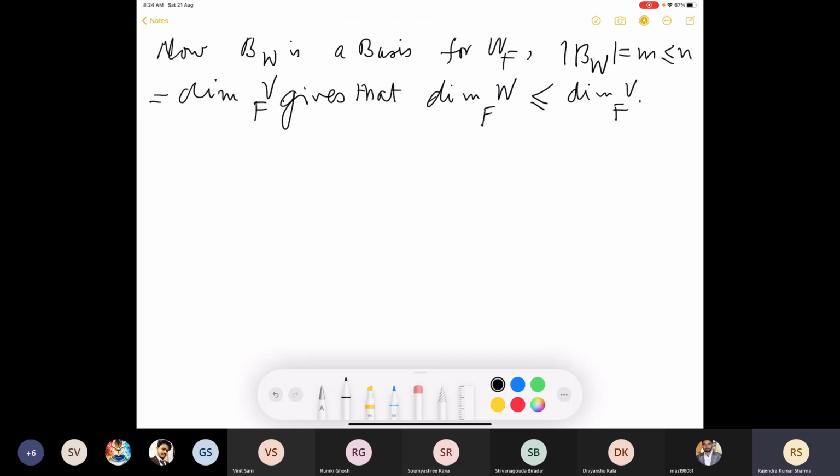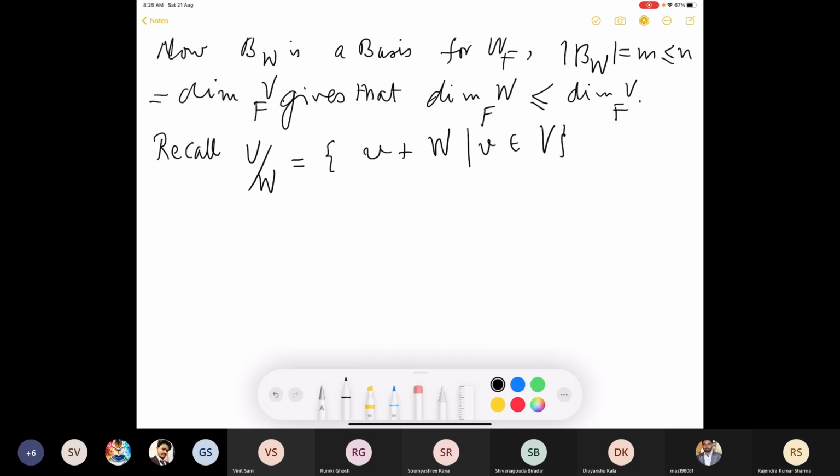Now for the second part, recall that the quotient space V by W consists of what? So this consists of the cosets v plus W, where v comes from V. Now this is a vector space with respect to the coset addition and scalar multiplication of cosets, and it is a vector space over F.